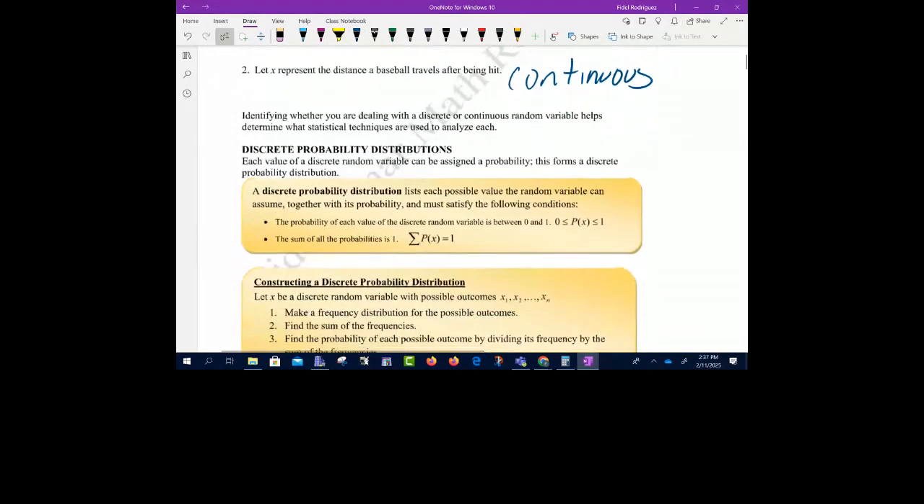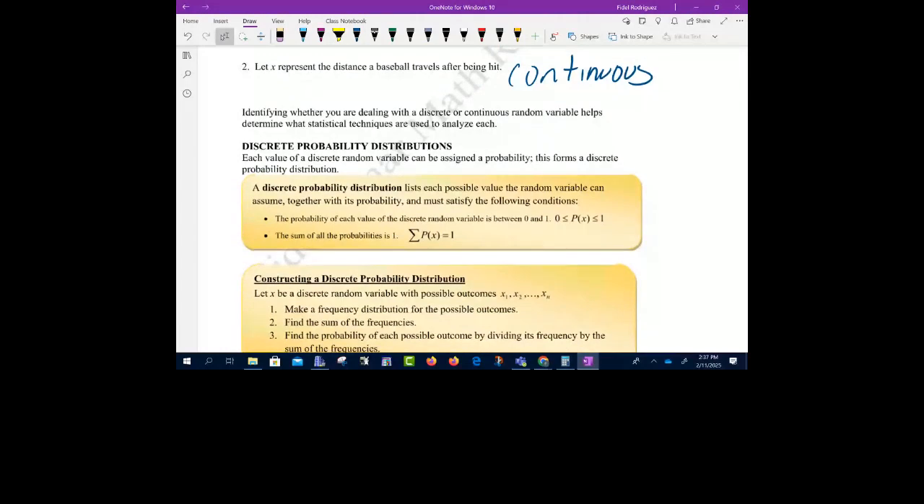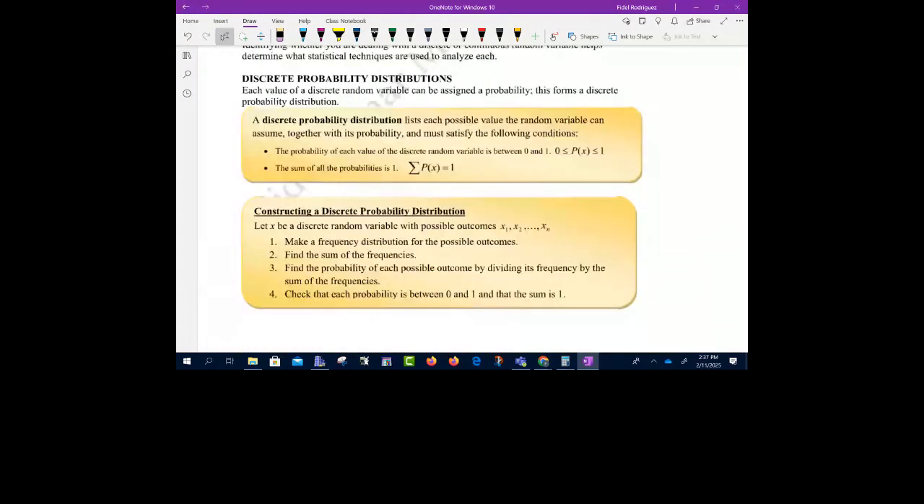So when we have either discrete or continuous random variables, knowing which one it is going to be important to figure out the techniques that we're going to be using. So y'all, we're going to talk about discrete probability distributions. A discrete probability distribution lists each possible value the random variable can assume together with its probability, and it has to satisfy the following conditions. The first condition, y'all, is that the probability of each event has to be a number between 0 and 1, okay? And the other thing is, if we were to add up all the probabilities, they should add up to 1.